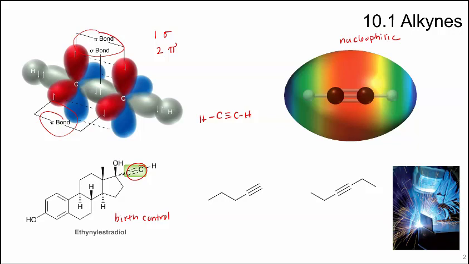There's two types of alkynes. If the alkyne triple bond is on the end, that's a terminal alkyne. If it's in the center and there's carbons on either side, this is an internal alkyne. And one thing that you'll notice with all of these is that the bond angles are 180 degrees, so be sure to draw them that way.